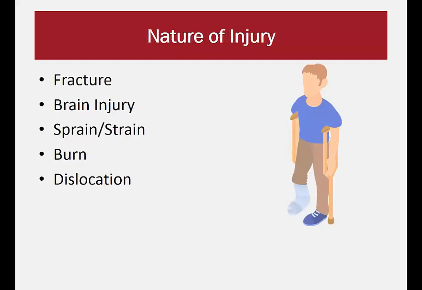Nature of injury is an important outcome variable that many injury researchers study. The nature of injury tells us what type of injury the individual sustained. Did they fracture their arm, sustain a hit to the head, sprain their ankle in a soccer game, burn themselves, dislocate their shoulder? Nature of injury tells us what happened and what body part or body parts were affected.